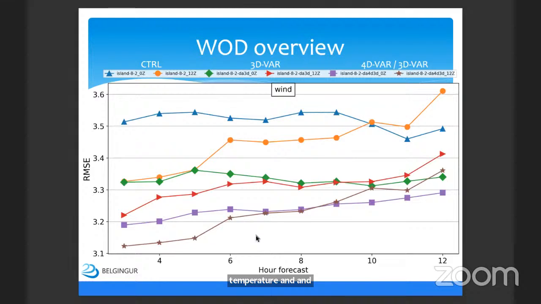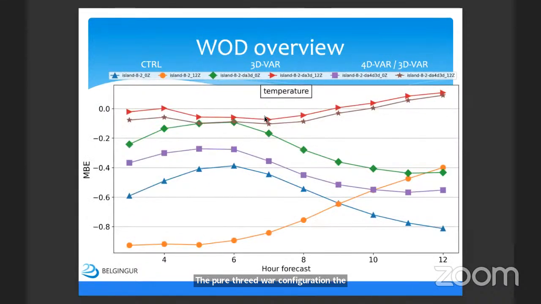And in general, especially for winds, we have the combination of 4D VAR and 3D VAR outperforming the pure 3D VAR configuration. The only difference is in the bias for temperature. So here we have the pure 3D VAR slightly outperforming the mixed 4D VAR, 3D VAR, both for the 12Z analysis and also more pronouncedly for the midnight analysis.